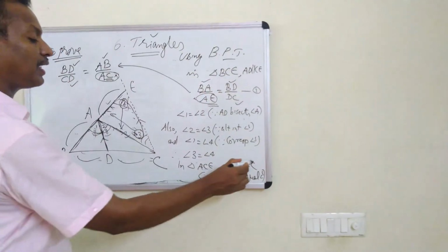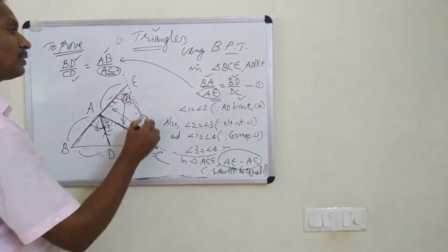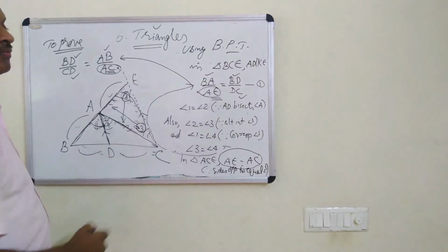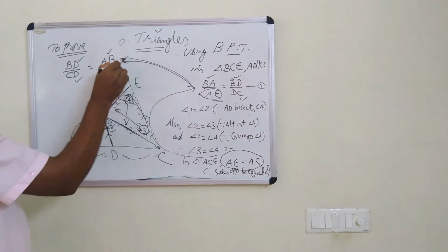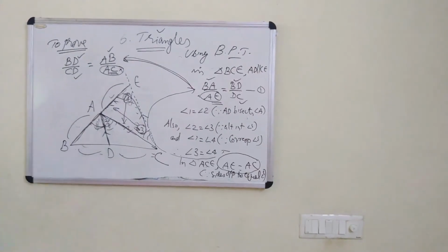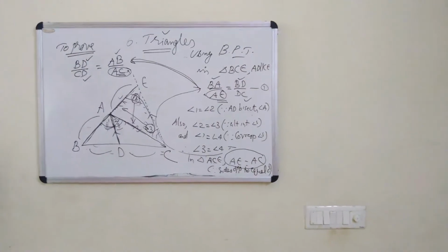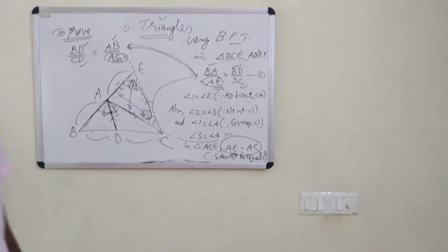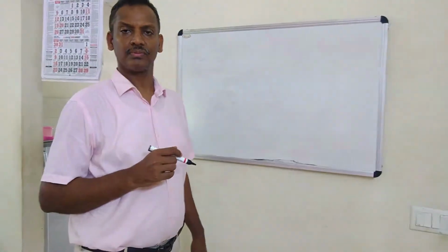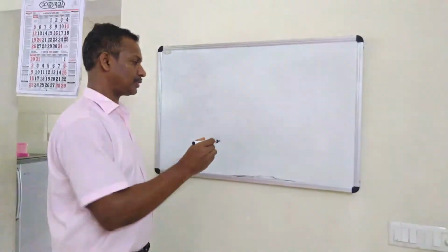Now, this AE is equal to AC, we can substitute in this BPT, which proves the needed one. This way we can prove the theorem. Okay? Have you got it? Yes.